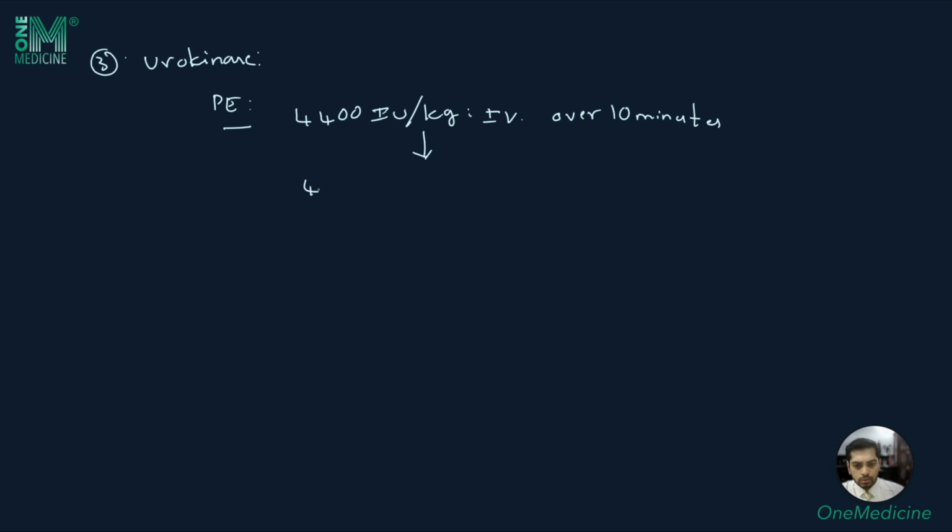The next fibrinolytic agent is urokinase, which is given for pulmonary embolism in the dosing of 4,400 international units per kg as IV dosing over 10 minutes, which is followed by a 4,400 units per kg per hour of infusion, which is given IV over 12 hours.